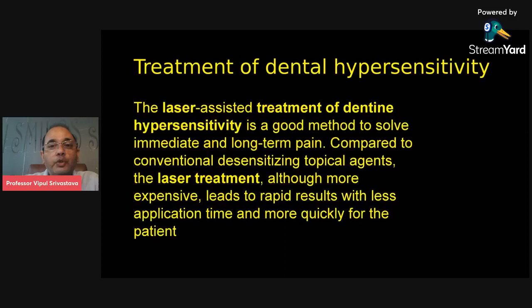Suppose there is cervical abrasion. You have to treat that also. The patient comes with severe hypersensitivity and severe pain. You can use laser to control the pain. It gives immediate relief, and later on you can go for a prescribed dentifrice and then recall the patient in the next few days for doing a restoration also. So this is something about dentin hypersensitivity. Let me show you some cases also.